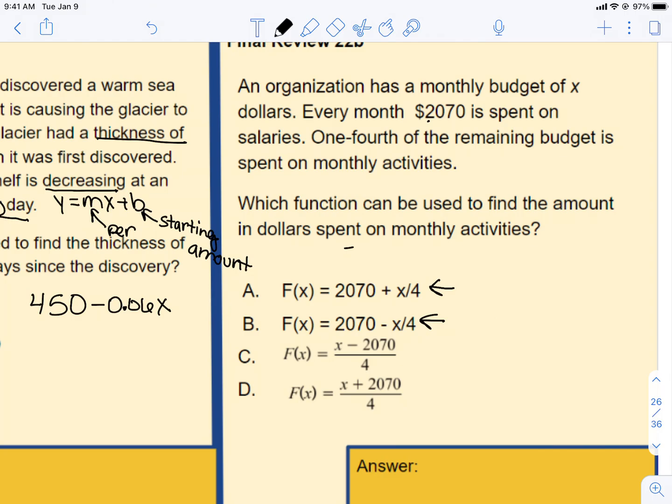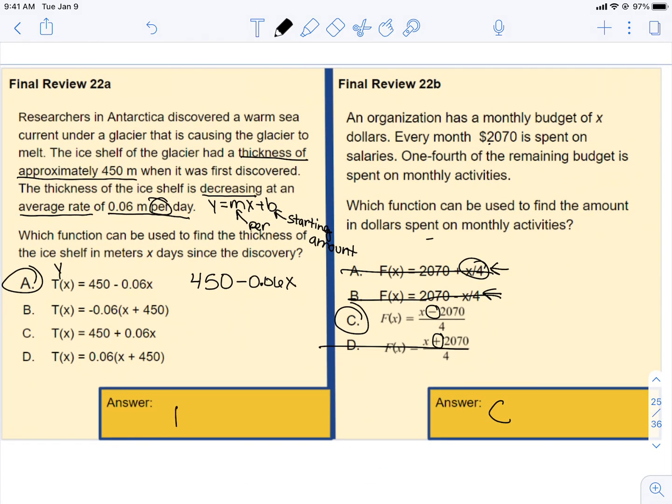But that doesn't really represent what it said, because it says that every month $2,070 is spent on salaries, and then 1/4 of the remaining budget is spent on monthly activities. Where this is saying that the 1/4 of the budget is being spent, and then we're either subtracting it from that 2070 or adding it, which means those don't even make sense. Okay, so now we're looking at C and D. The difference between them, again, is the signs right here. It's either showing that we start with our monthly budget and then we add or subtract the 2070. Well, if we're taking out that 2070 as part of salaries, we're subtracting it away, which leaves us with answer choice C. We're not adding $2,070 each month. We're taking it away for salaries. So answer choice C would be the correct answer there. Okay, so you just have to use a little bit of reason and logic for that.